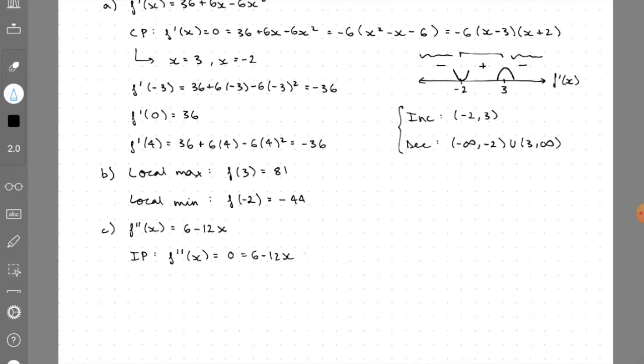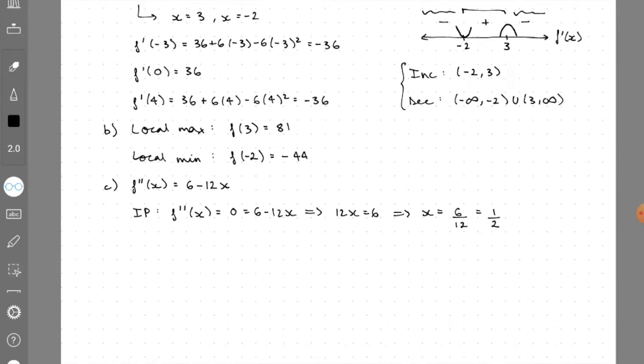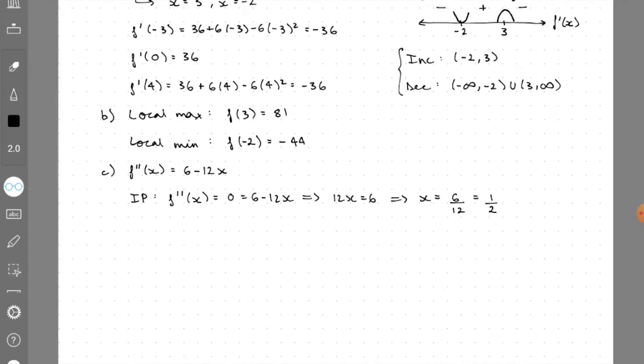So if we do that, we add 12x on both sides. It's going to give us that x equals 6 over 12, which is just 1/2. That's going to be our inflection point, our point of inflection. And we need to find how the concavity changes, right?